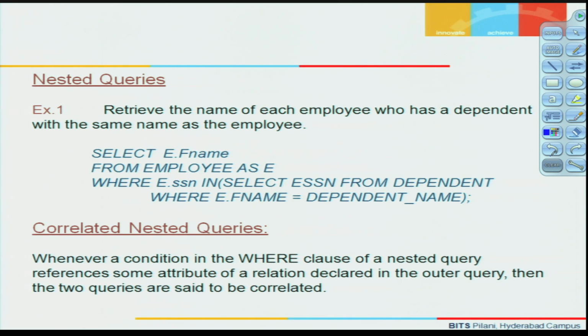There is a correlation between the outer query and the inner query, because this E.F name, which is the attribute being used in the inner query, actually refers to the relation attribute which is part of the relation specified in the outer query. That is why the outer query and the inner query are said to be correlated. Let us have a look at another example, which will give us a better idea about these nested queries.